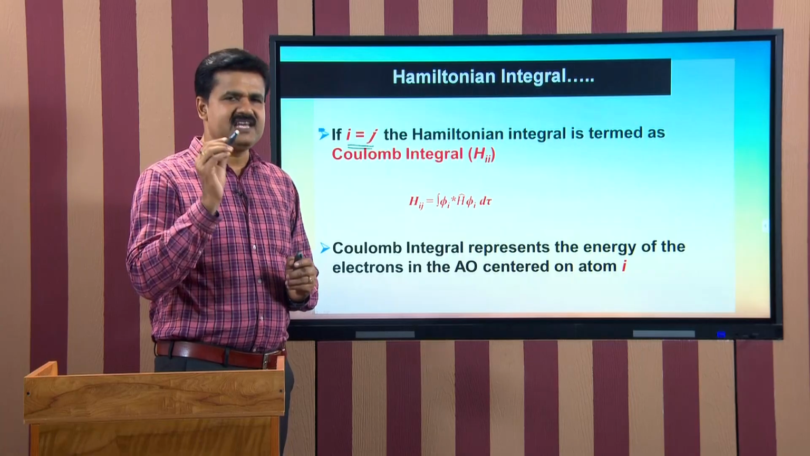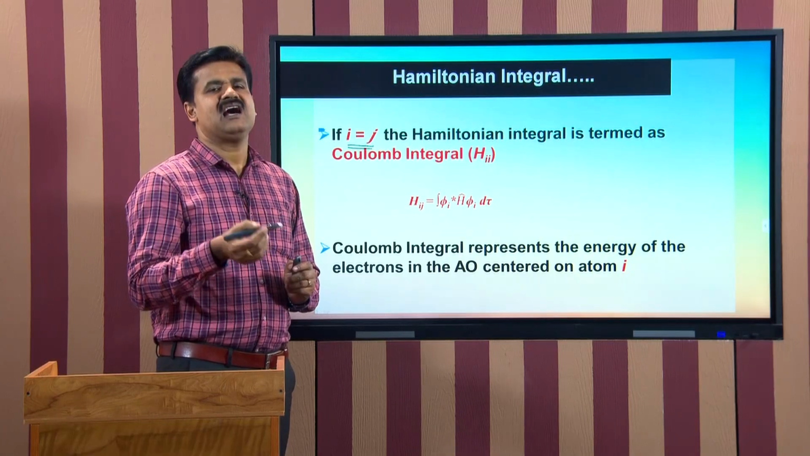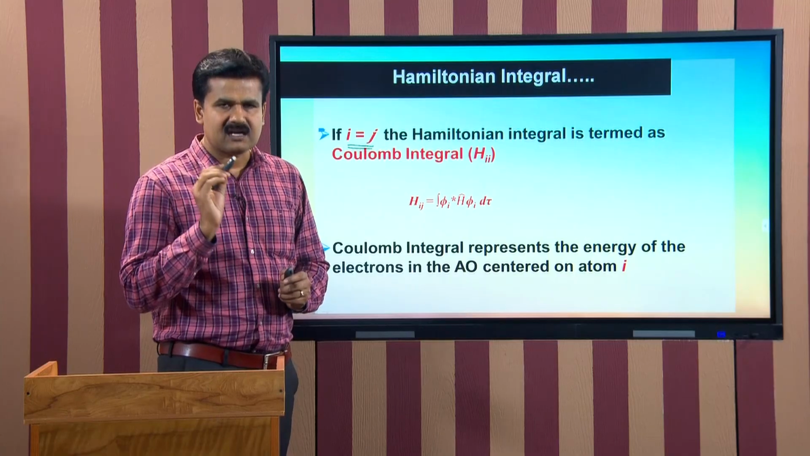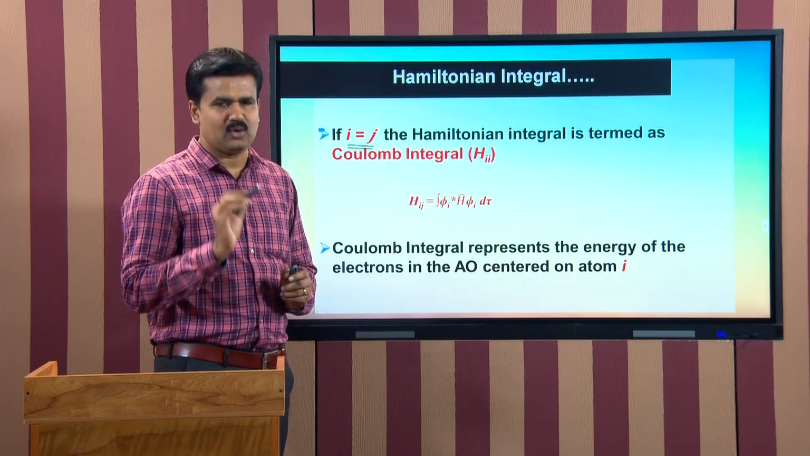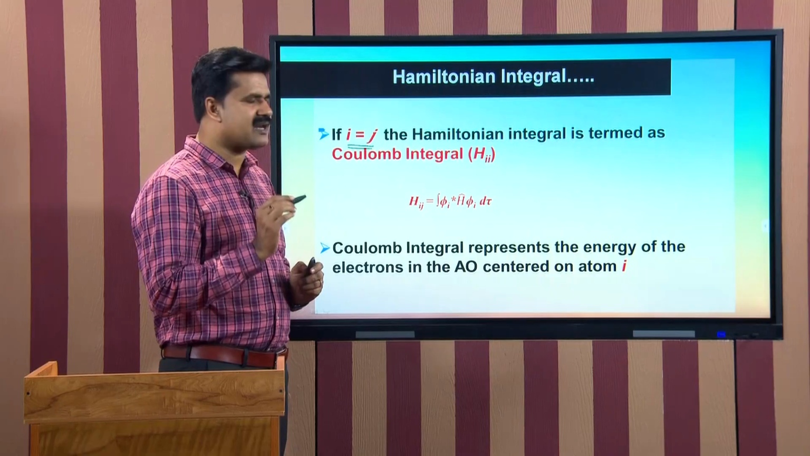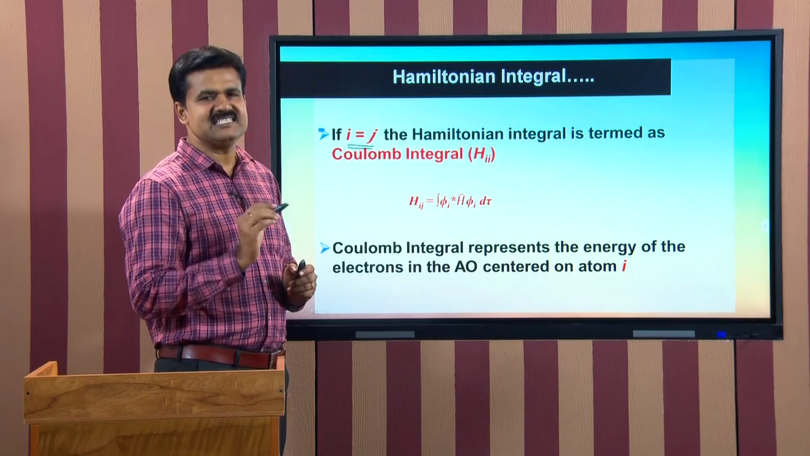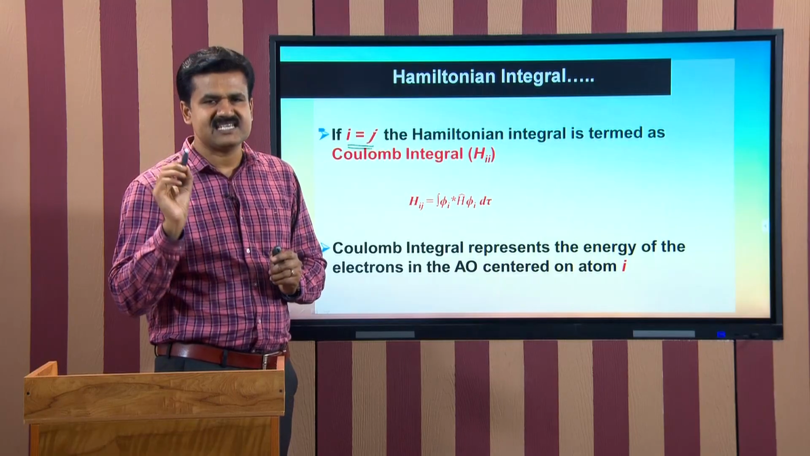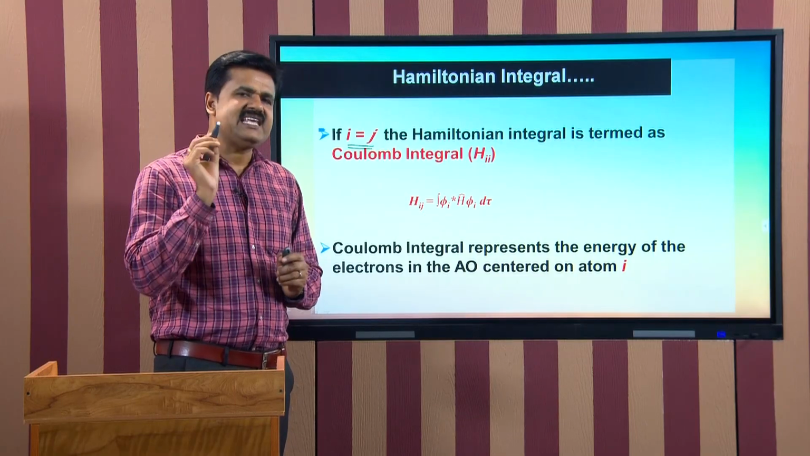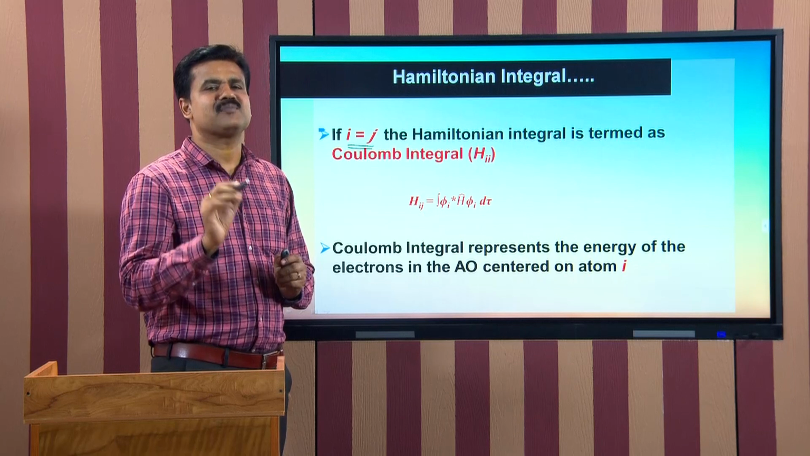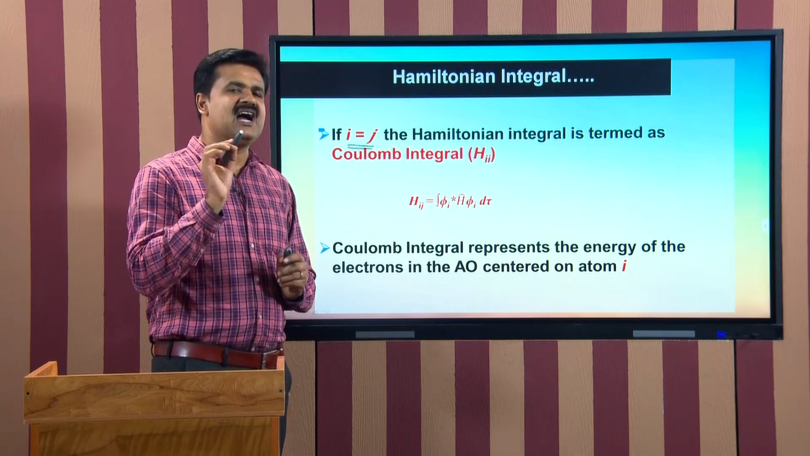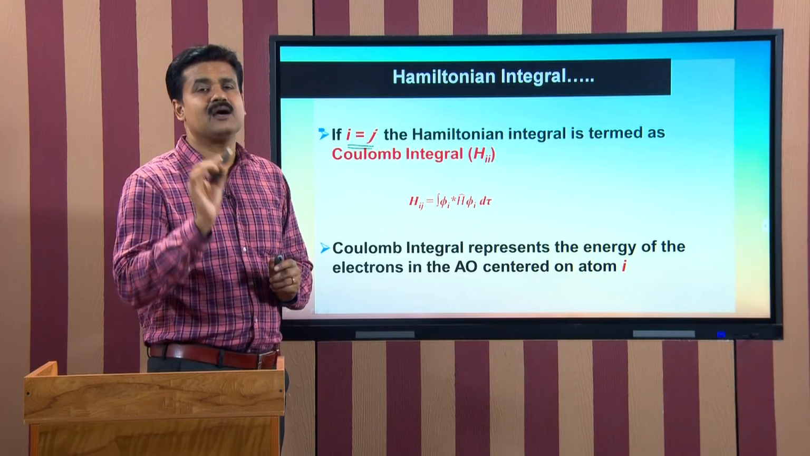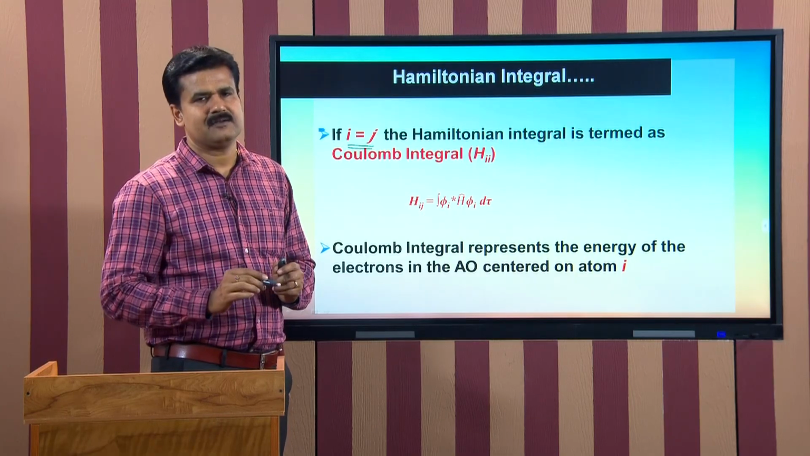Thus, we have the overlap integral and the Hamiltonian integral. The Hamiltonian integral consists of the Hamiltonian operator and it is marked as Hij. Hij is equal to integral phi I H hat phi j d tau. If I is equal to j, it is termed as the Coulomb integral. If I is not equal to j, it is termed as the resonance integral or exchange integral.